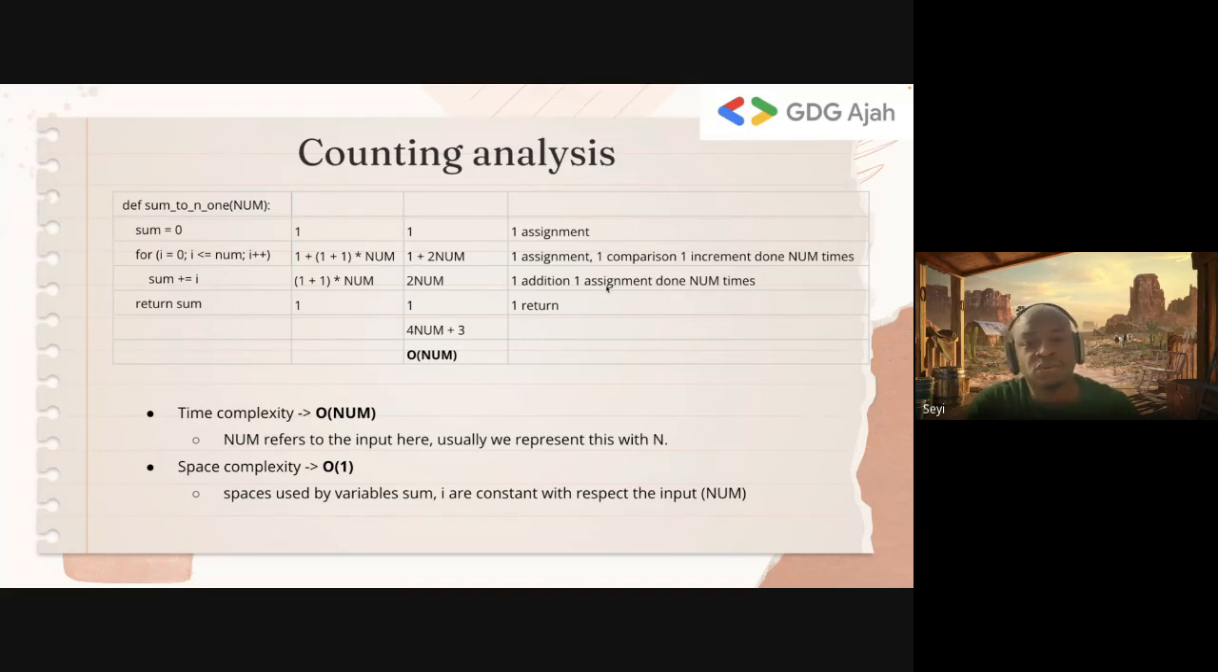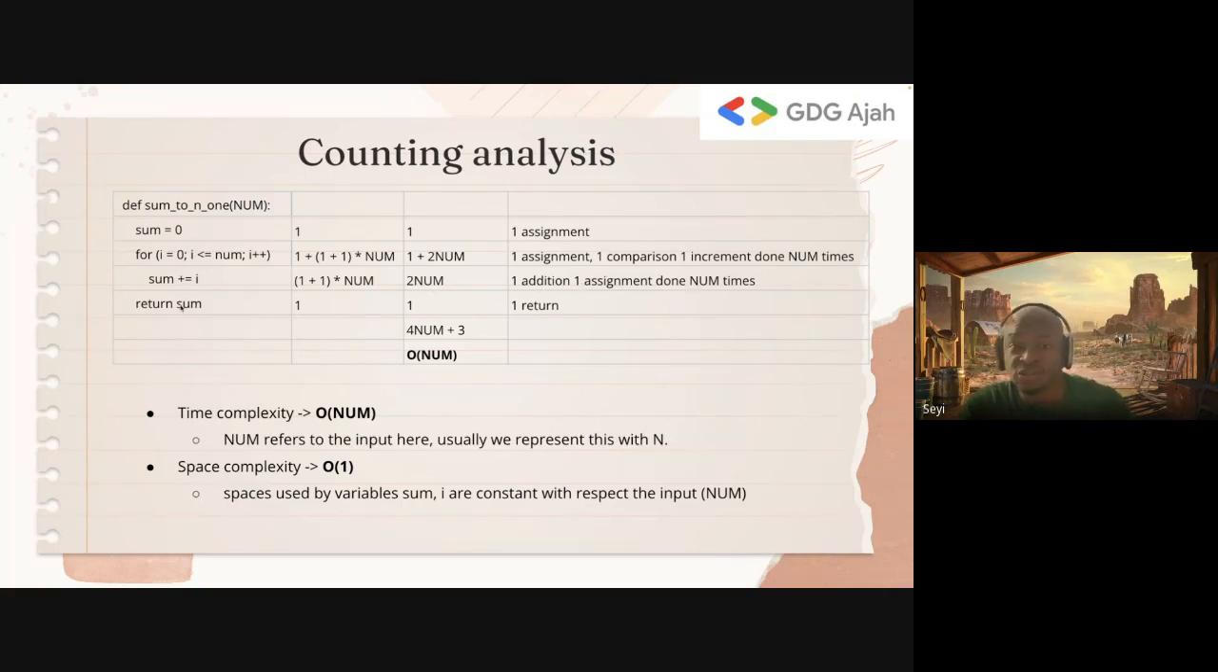Because sum plus equals 1 essentially means sum equals sum plus 1. So you first do sum plus 1, an addition, then you do an assignment into the sum variable, which is another constant operation from the assumptions of big O. And all that is in a loop, and we have to multiply it by how many times we do the loop, num times. That is why we have 1 plus 1 times num.